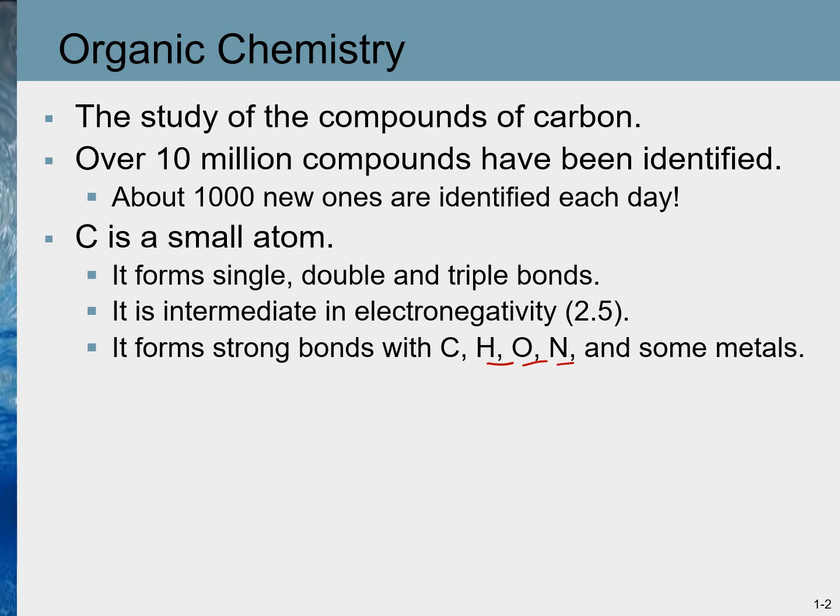The most crucial ingredient of any organic compound is carbon atom. Carbon atom is a small atom, and it can form single, double, or triple bonds. Its electronegativity is neither too high nor too low. It's intermediate in electronegativity. Because of this, it forms strong bonds or strong covalent bonds with other carbon atoms, hydrogens, oxygens, or nitrogens. It can also form bonds with some metals.